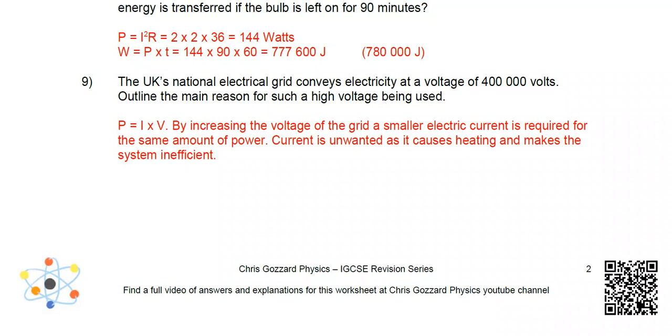Now, the problem with current in wires is that it causes unwanted heating, and that will make the system inefficient because basically you're heating the environment, some field with a load of cows getting heated. It's not really a very useful use of your energy. All right.